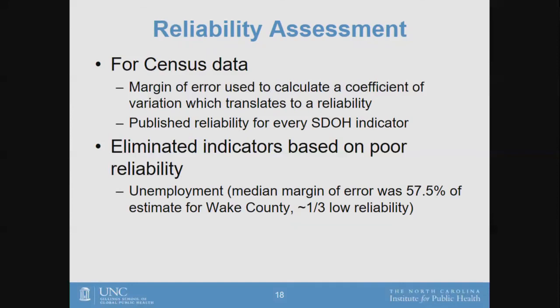And going through this process, we had to eliminate some indicators. So we had to make some compromises. For example, unemployment is one social determinant of health that is always cited and often used, but when you look at it closely, countywide the median margin of error was 57% of the estimate. So that means that 1/3 of the neighborhoods or census tracts we looked at had a low reliability. Knowing that we could find other proxy variables like income, we decided to leave that one out. So we went through this process to whittle down the list of 40 basically to a reasonable number.